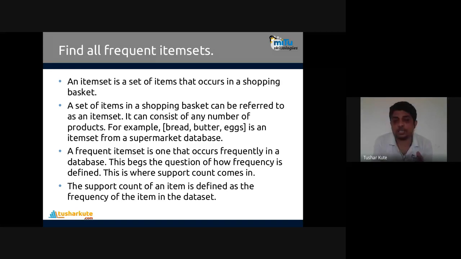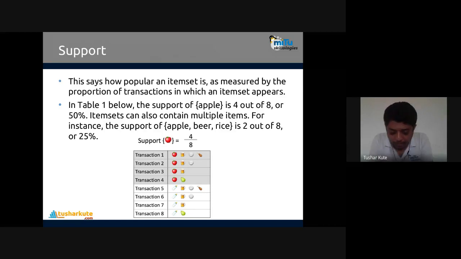So the popularity of an item in terms of sales, in terms of its existence in the transactions, is called support. Let's take an example and try to understand it, because this is a very important property which is used as input to association rule mining algorithms. Let's see that.